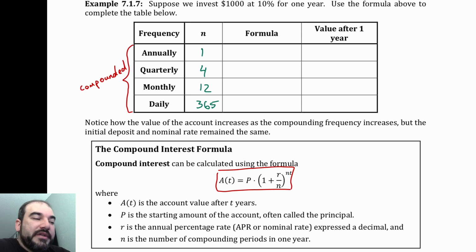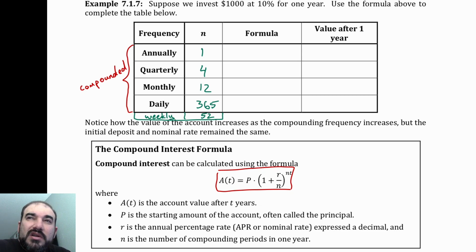If for some reason a question says compounded weekly, then you need to figure out how many weeks are in a year, which is 52. Let's just squeeze that one in here since we're talking about it. Weekly will be 52 times. Just in case it shows up on your homework assignment or something.